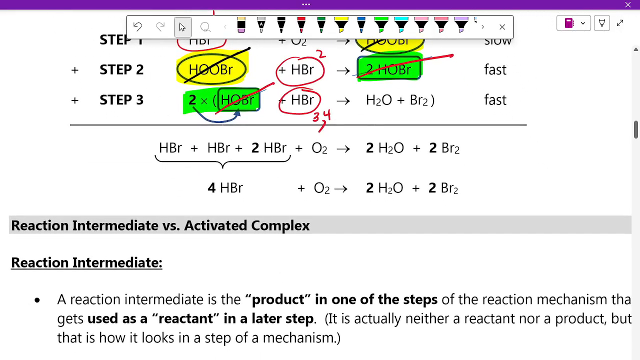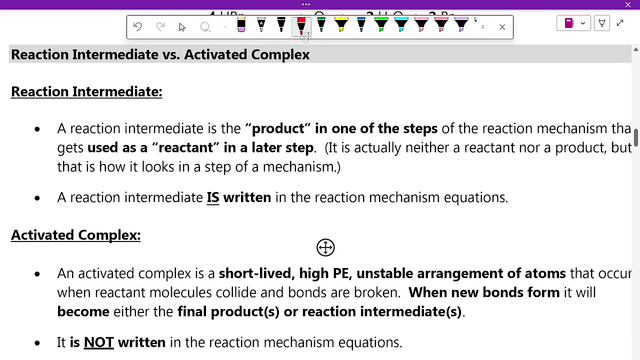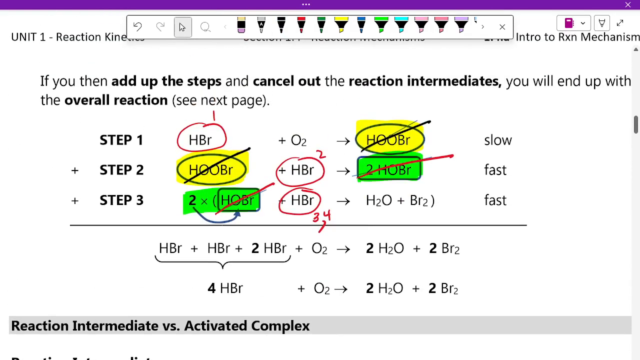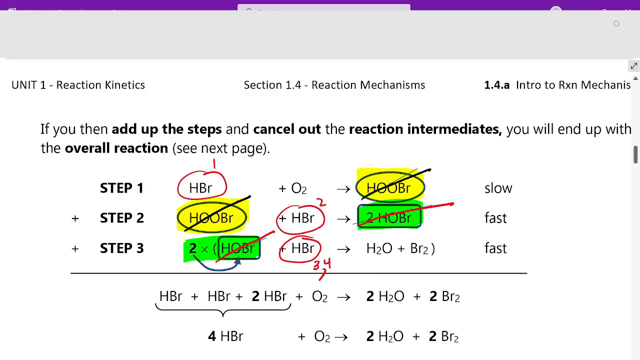Reaction intermediate versus an activated complex. We've already talked about that, but just in case, a reaction intermediate shows up as a product in one step and then gets used up later, whereas the activated complex, while we're at it, don't look at that, define activated complex for your partner without reading it. Very shortly. It literally just breaks apart and then it comes back together.